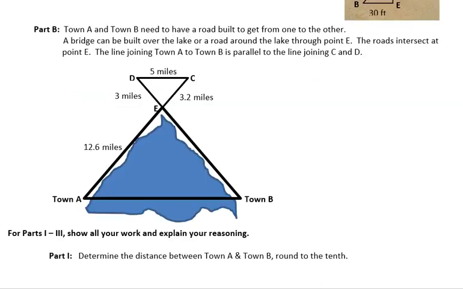So that last statement is the first thing I'm going to mark on this. It says the line joining A to B and C to D is parallel. So I'm going to go ahead and draw a parallel symbol right here and here, because that's going to be relevant as we work through this problem. So we're going to say that DC is parallel to BA.